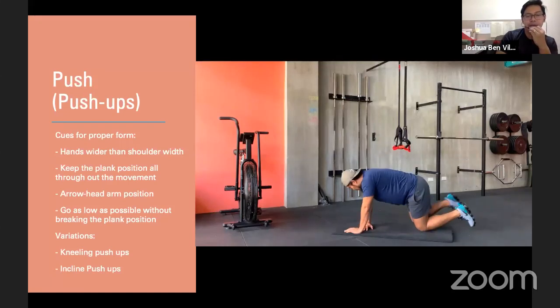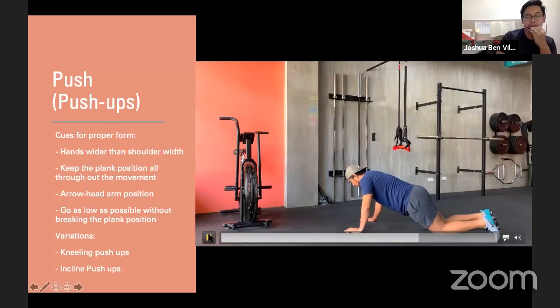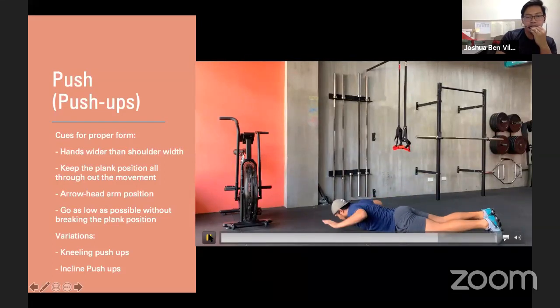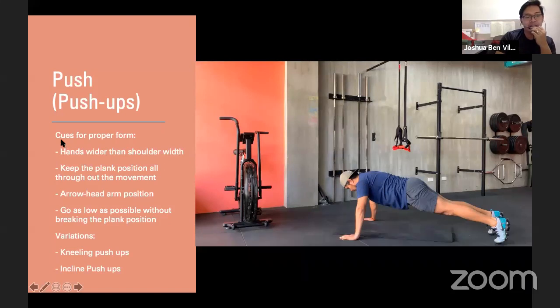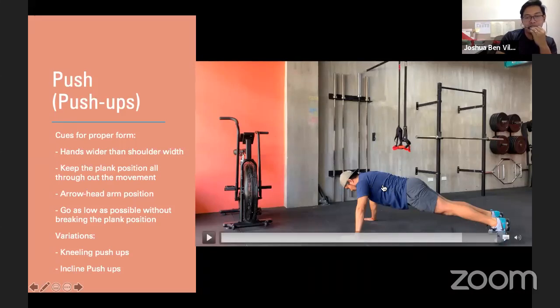Okay, side view. This is very important as well, naka-side view. Okay, so from here, push up. As you can see, as you push your body up, make sure that you have a straight line from shoulder going down to your ankle. That's very important. Okay, so here as part of the cues, hands wider than the shoulder width. Keep your plank position all throughout the movement. So this is a plank position. A straight line from shoulder to ankle.